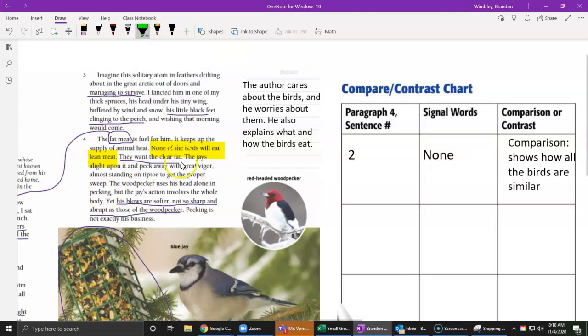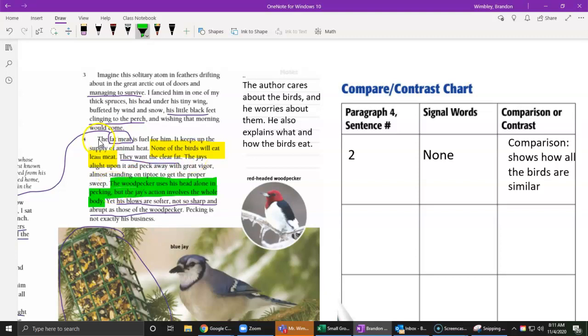So what do we have here? It says, the woodpecker uses his head alone in pecking, but the jay's action involves the whole body. So it's telling me something there. It's telling me that it's different. So what sentence number is that? Well, that's 1, 2, 3, 4, 5, if I counted correctly.